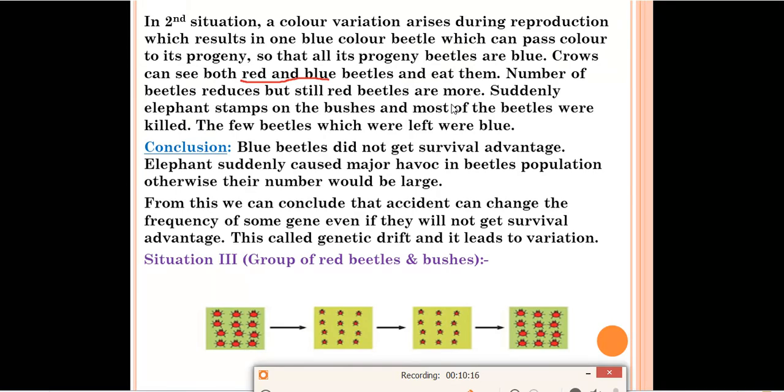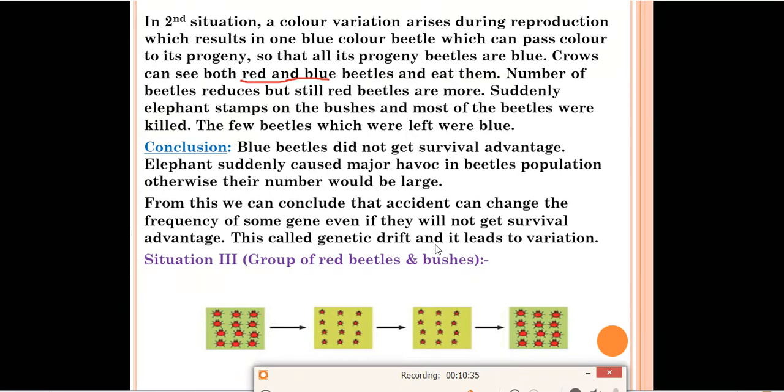So what conclusion can we draw from this one? Blue beetles did not get survival advantage. Elephants suddenly caused major havoc in the beetle population, otherwise their number would be large. From this, we can conclude that an accident can change the frequency of some genes even if they are not getting survival advantage. This is called genetic drift and it leads to variation.